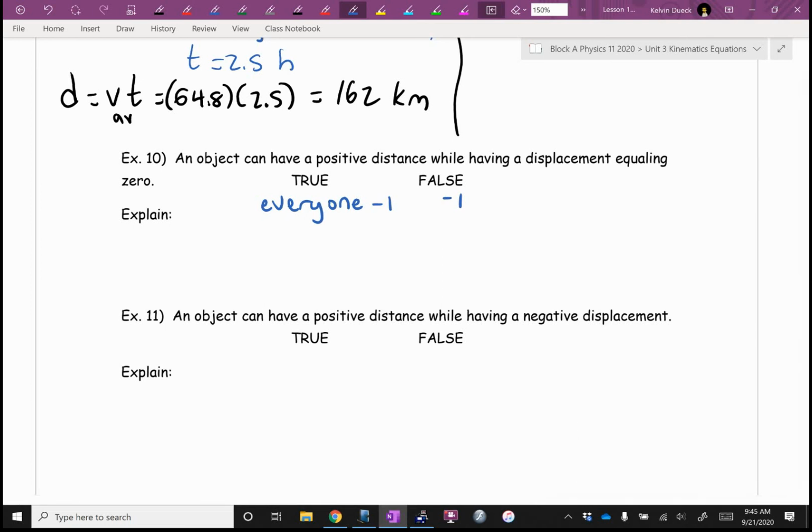So you can either attack someone else's answer as being wrong or defend your answer as being right. Max? Like the bug walked forward and then back, you still have positive distance walked, if you walk forward and then back to the place you started. Oh, okay. So how about this? 3 meters forward, 3 meters back. 1 meter forward, 1 meter back. The distance would be 6. Displacement would be 0. Okay. So circle true.